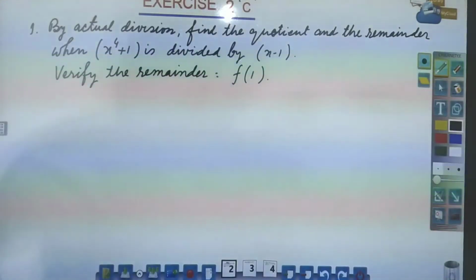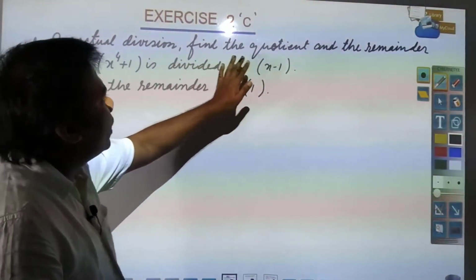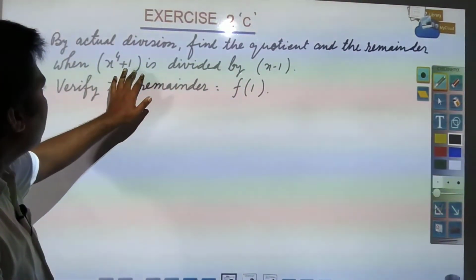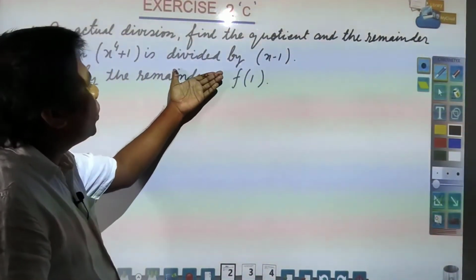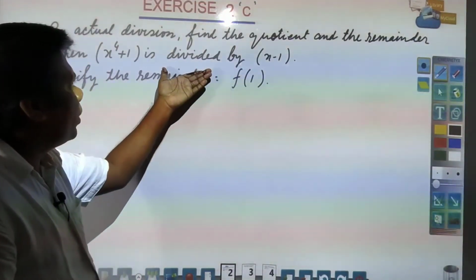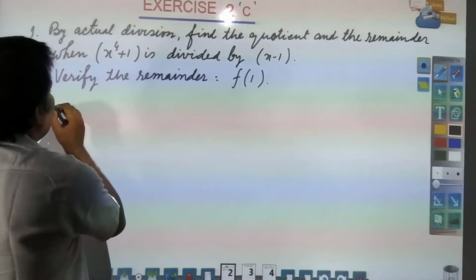So let's start. Here you have the first question: by actual division find the quotient and the remainder when x to the power 4 plus 1 is divided by x minus 1. This type of question you have already done in class 8, so I don't think you would have any problem, but let's see how it is to be divided.